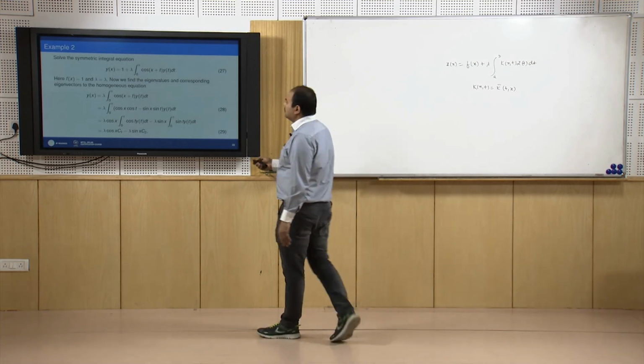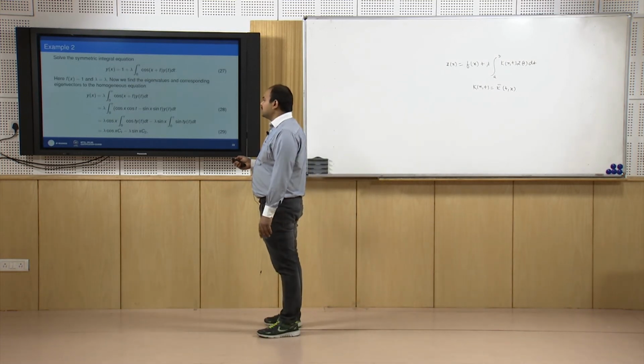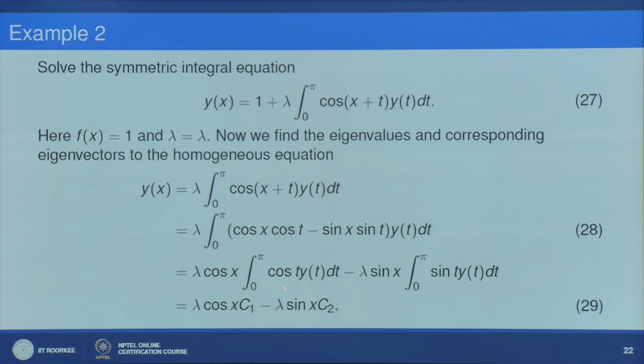So here you write cos(x+t) as cos x cos t minus sin x sin t, times y(t) dt. Now again you simplify: it is lambda cos x times the integral from 0 to pi of cos t y(t) dt, minus lambda sin x times the integral from 0 to pi of sin t y(t) dt. Now this quantity is again a constant, call it C1. This quantity is also a constant, call it C2. So it means that your y(x) is already known to you: lambda cos x C1 minus lambda sin x C2. So you only need to find C1 and C2.